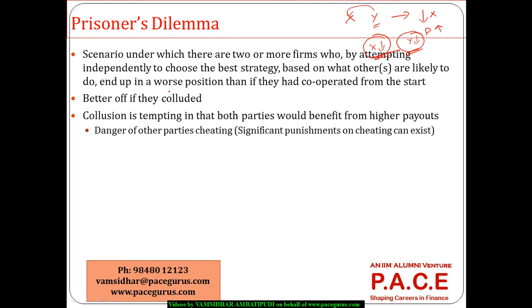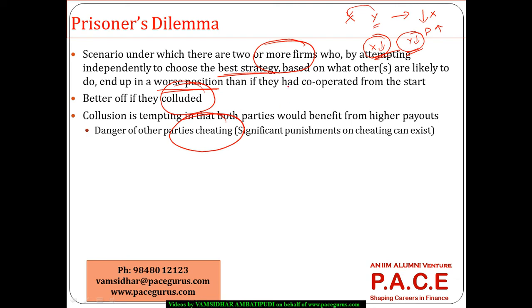So this is the situation of a prisoner's dilemma. It's a scenario in which two or more firms independently choose the best strategy based on what others are following, and they really don't trust the other party. They end up in a position much worse than if they had cooperated at the beginning. If they have colluded and stuck to the collusion rather than cheating, there is a very high incentive to cheat there.